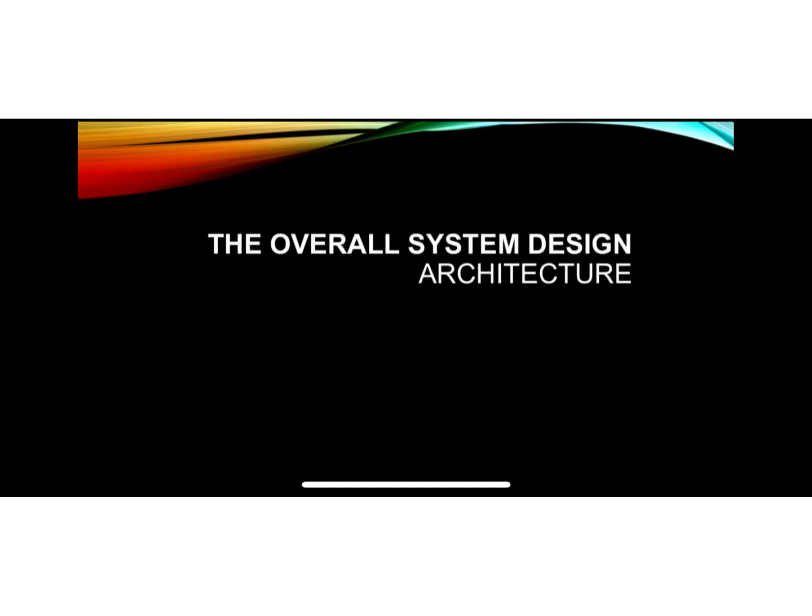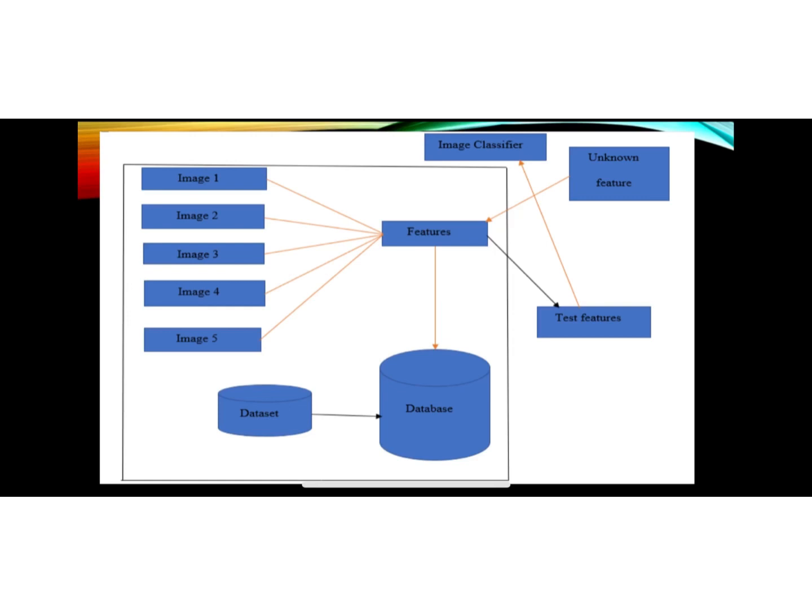Here is the overall system design architecture for the Stability system. We have a set of images, and we have the image classifiers, the features preset, a database and a dataset, the test features, and unknown features. These are present current features.